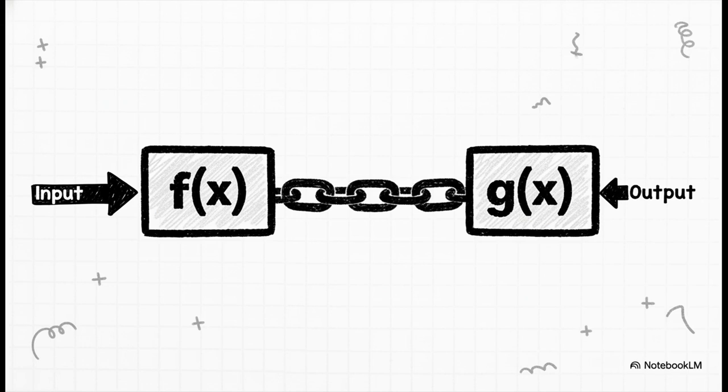And this slide, it's the perfect way to picture it. Just imagine the first block, f of x, takes in something and does its job. Then, whatever comes out of it gets fed directly into the second block, g of x. They're chained together. This is literally the chain in the chain rule.